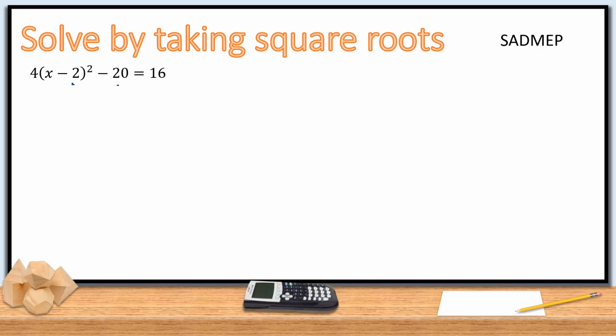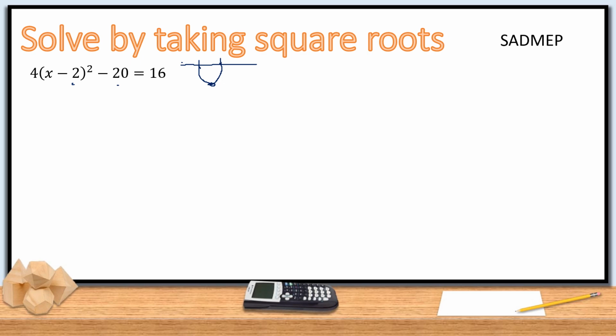It's got a positive a value, so that means it's going to open upwards. Vertex at (2, -20). So we know 16 is above that, so it's going to be cutting across up here somewhere. But we know that there's going to be solutions. So that's kind of a nice thing to know, that I know there's going to be solutions even before I start.